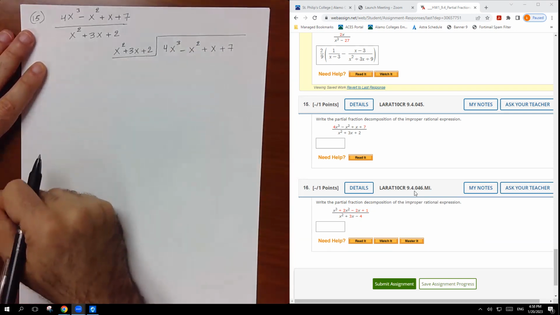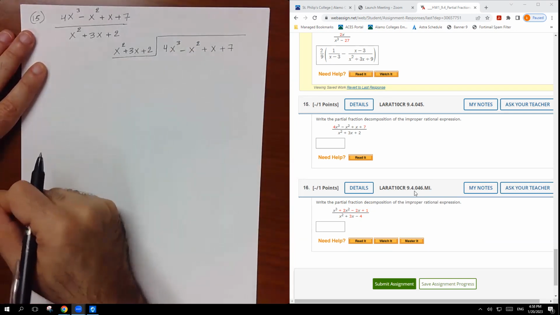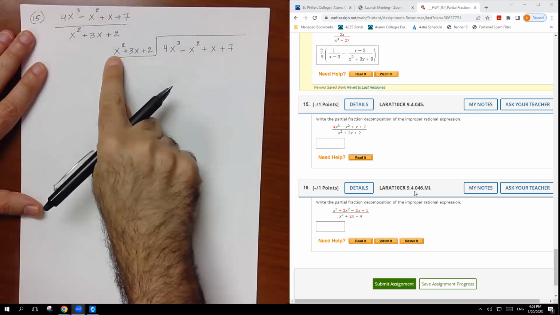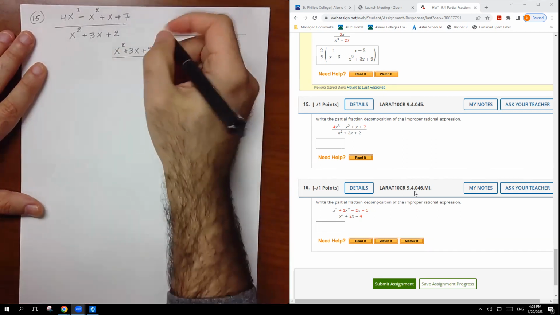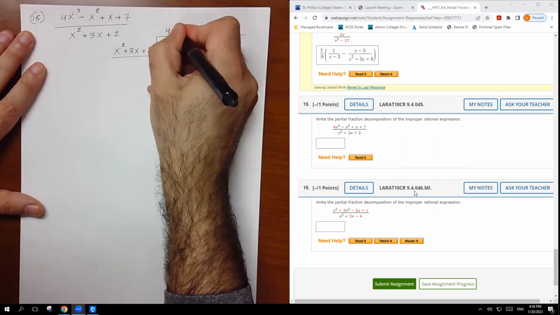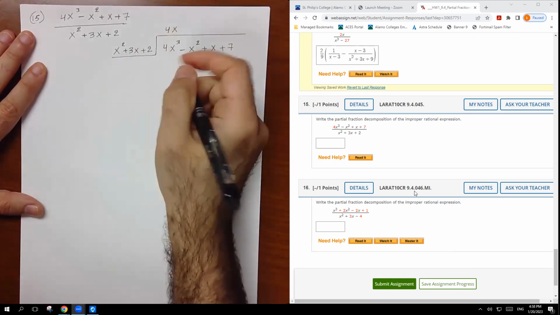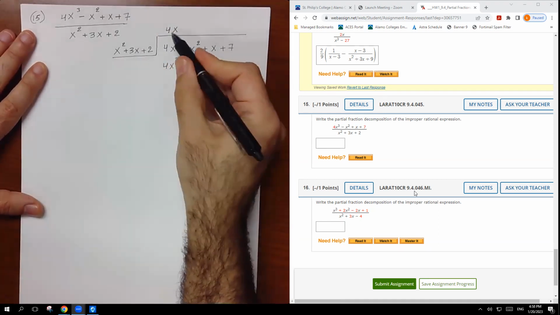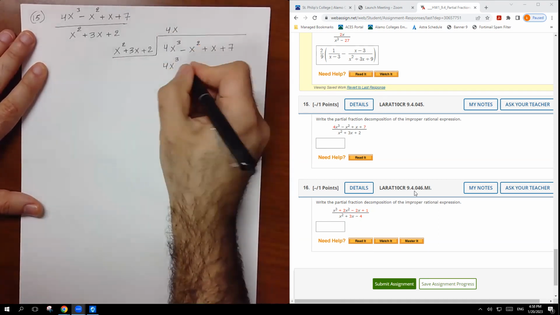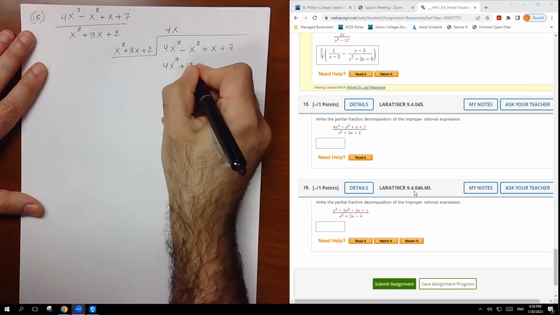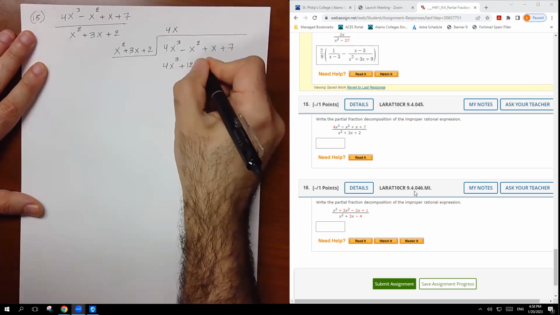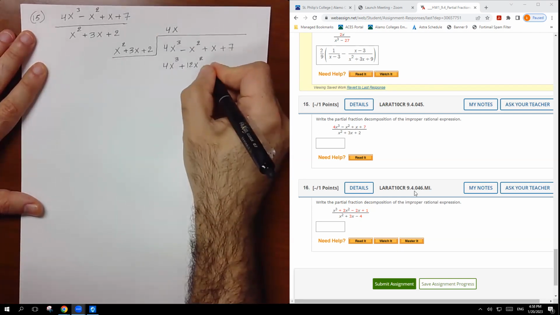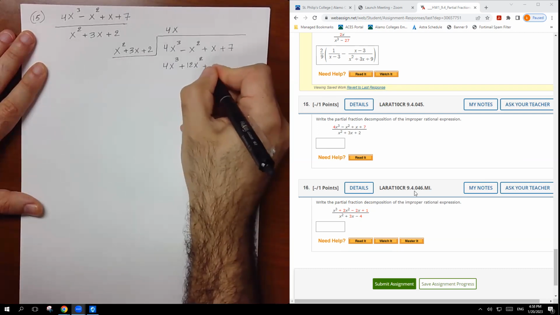Now let's start doing the long division. So the first thing, we're going to start dividing 4x cubed divided by x squared. That means it's 4x. Now 4x times x squared is going to be 4x cubed. You have to keep going. 4x times 3x is going to be plus 12x squared. 4x times 2 is going to be plus 8x.